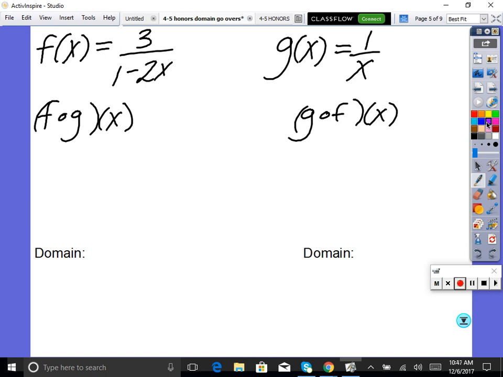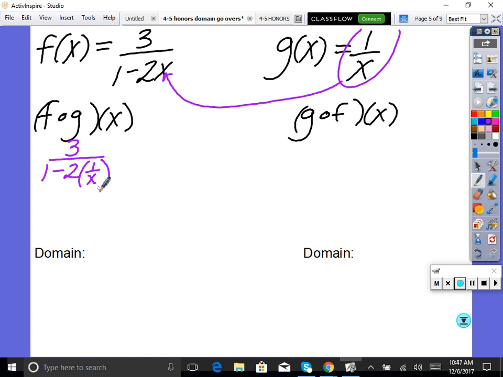Let's do another one off the homework. So you had 3 over 1 minus 2x, and then g of x is equal to 1 over x. Now, obviously, the algorithm in MyMathLab kind of changed up the numbers for some of you, but it would have been the same type of problem. So here we go. Doing f of g of x, I'd be taking g of x and plugging it in here. So let's write what we're looking at. 3 over 1 minus 2 times 1 over x. Am I right?